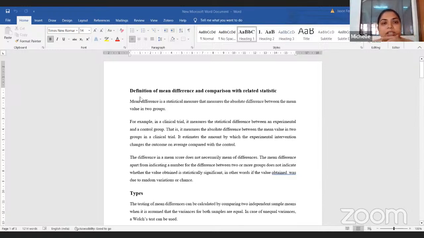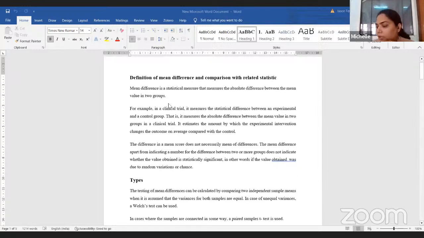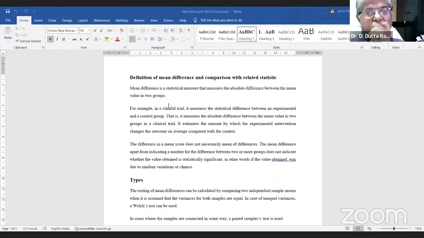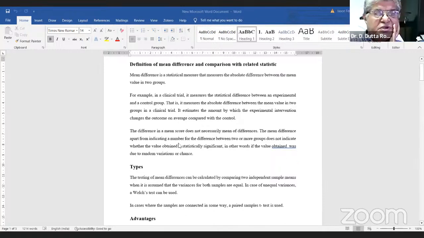So the definition of mean differences and comparison with related statistics. Mean difference is a statistical measure. Do I need to read the whole thing, sir? No, one by one, because we can read it. Please do not read. We will read, and if there is any problem, definitely I will tell you. Okay.